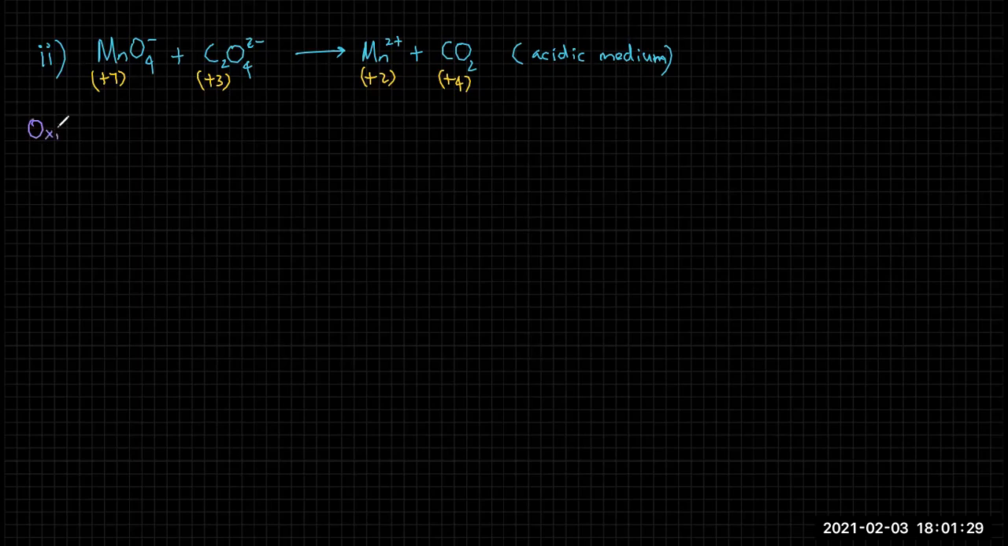Oxidation half ion reaction. Who is undergoing oxidation? Oxalate, correct. It's going to get oxidized. So let's start: C2O4 2- is becoming, always leave a space because you might need to add other stuff, carbon dioxide. Just like I mentioned before, from +3 it's going to +4.